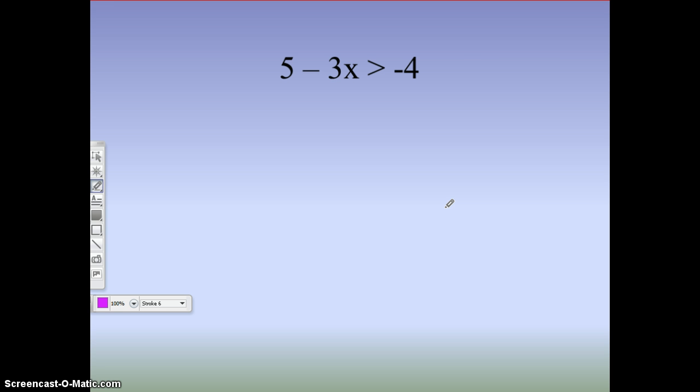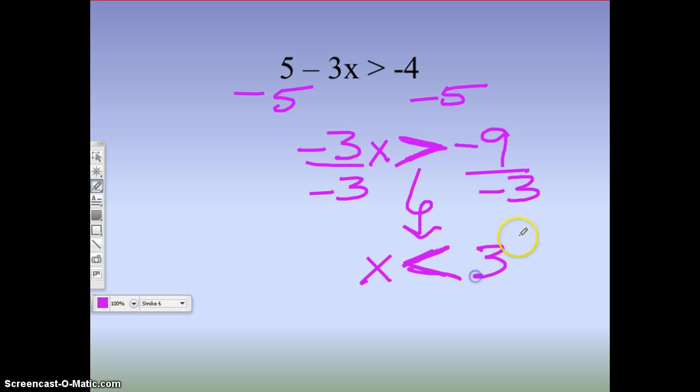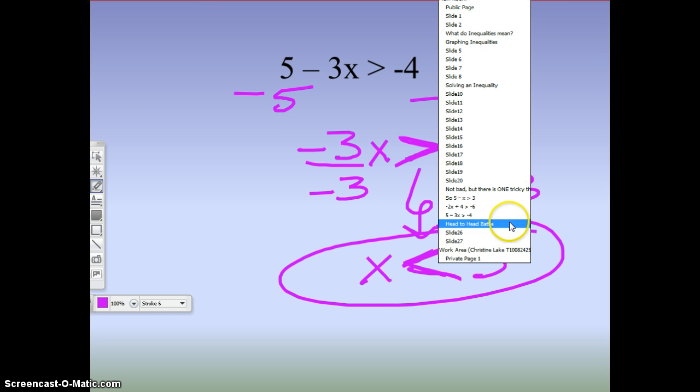One last one. 5 minus 3x, we'll want to subtract 5 from both sides. 5 minus 5 is 0, so we're left with negative 3x. Negative 4 plus a negative 5 gives us negative 9. We're dividing by a negative number, so we have to flip the operator to the opposite direction. Instead of going this way, it now goes this way. We're left with negative 9 divided by negative 3, positive 3. All right, those are the tricks where inequalities are concerned.